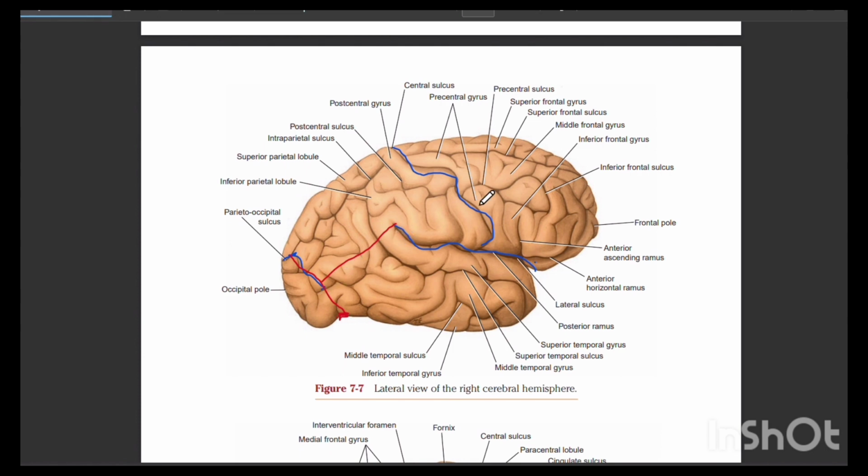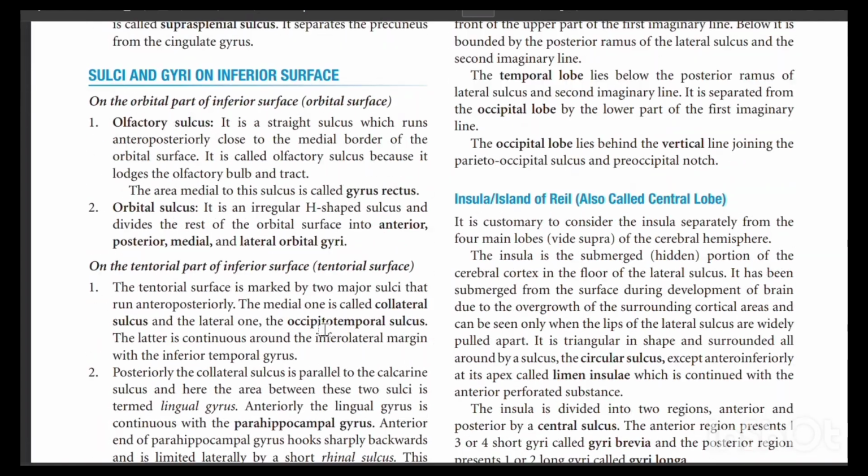Okay. So now we can easily classify the lobes. The part which lies anterior to the central sulcus is the frontal lobe. The part posterior to the central sulcus is the parietal lobe. The parietal lobe lies above the posterior ramus of the lateral sulcus and the second imaginary line. Now the part which lies posterior to the first imaginary line is the occipital lobe, and the part that is left over, that is the part inferior to the lateral sulcus and the second imaginary line, and the lower half of the first imaginary line, is the temporal lobe. Clear? So we have discussed the lobes.